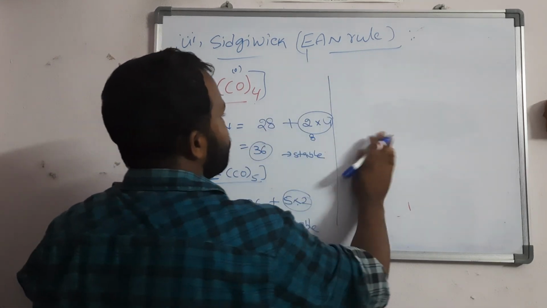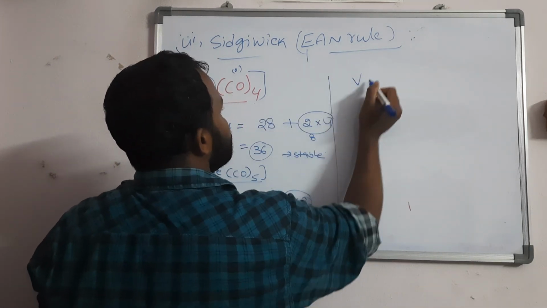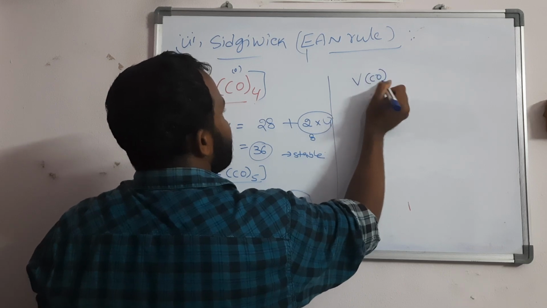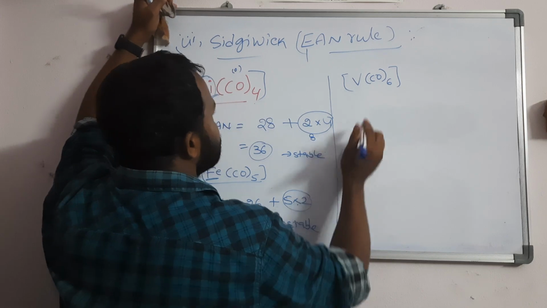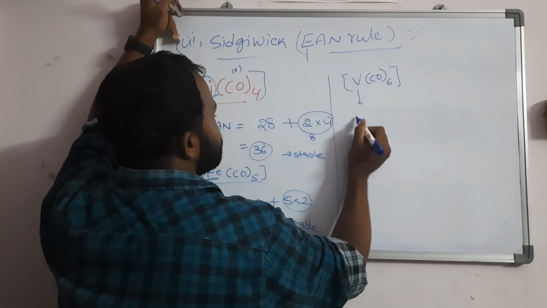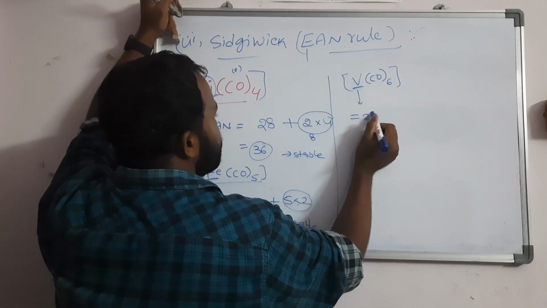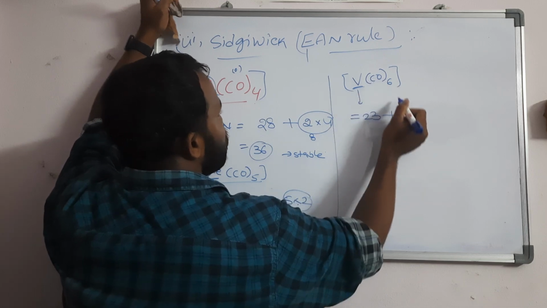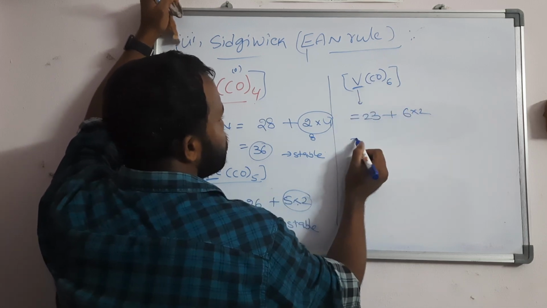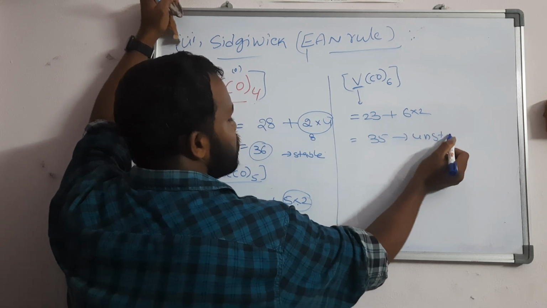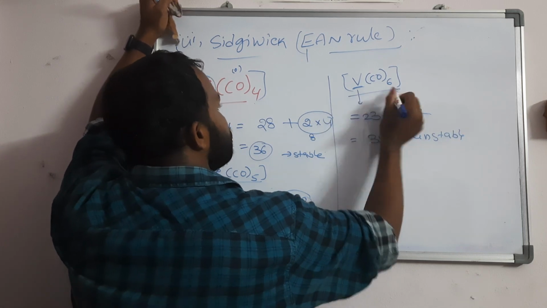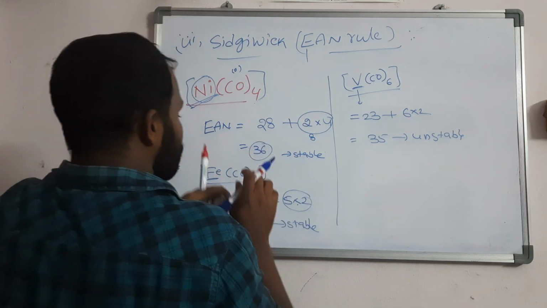One more example: vanadium CO taken 6 times. So what is the vanadium oxidation state? Atomic number 23 plus 6 ligands, coordination number 6 into 2 is 12. 23 plus 12 is 35. That is unstable. You can say simply it is unstable. This is one more example. Next examples I am going to give.